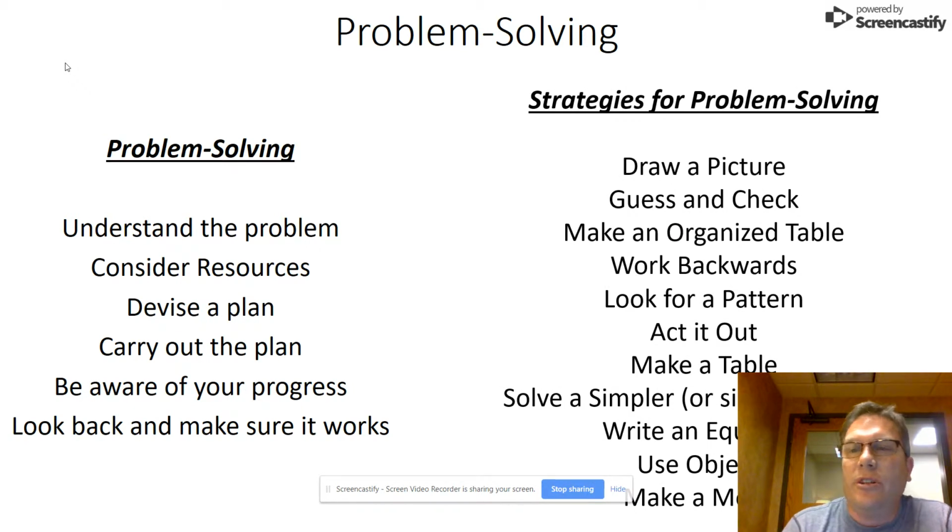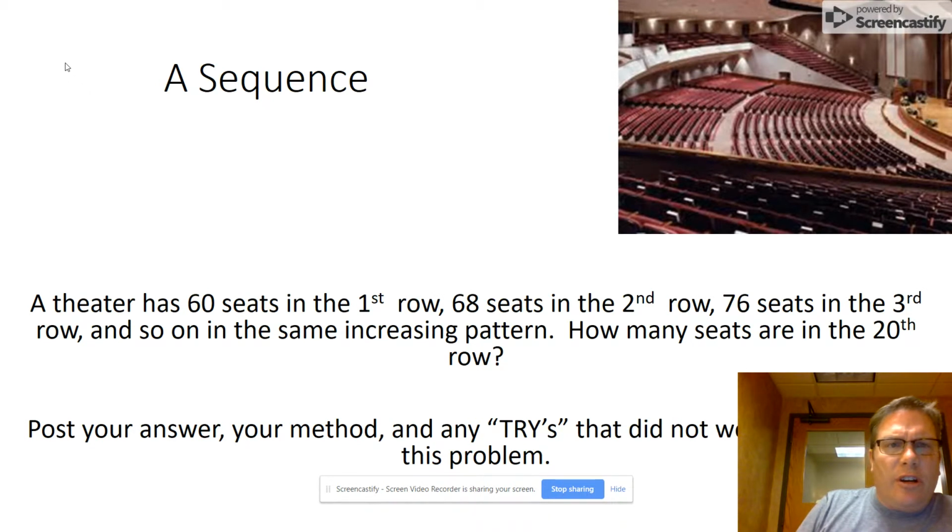Also, I'm going to look at the strategies here, and you can see there's the table there of some different strategies. Of course, with sequences, there'll be some parts that will be more involved than others. So to start off, I'm going to give them a sequence right here. This is a pretty normal problem with the auditorium, 60 seats in the first row, 68 in the second, so on and so forth.